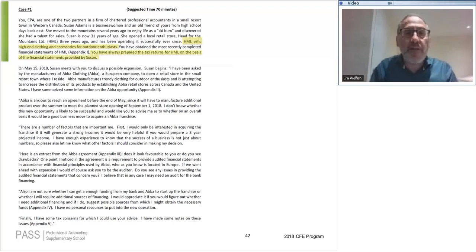Finally, you've always prepared the tax returns for HML on the basis of the financial statements provided by Susan. Now, when I read that, the reason I underlined it, whatever you see highlighted, in real life I'd be underlining, is I figured, why would they tell me this unless it's relevant? Why would they tell me that I prepare the returns and that she prepares the statements? Highly unlikely they would give you information on who's preparing returns, who's preparing statements, and it turns out to be completely irrelevant. So I underlined it on the basis that although I don't know why it's relevant now, it's likely to be relevant. When I get to the next paragraph, they tell me where I am in time.